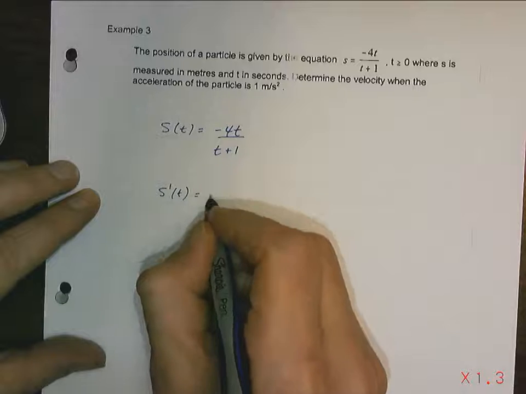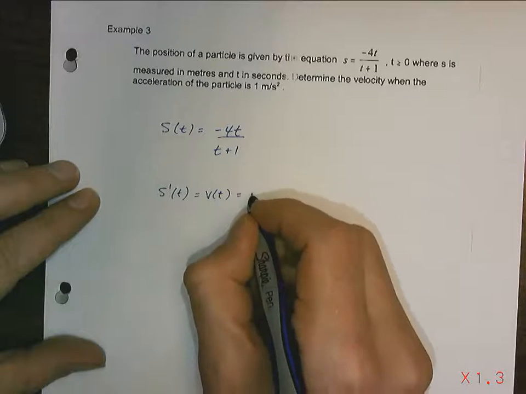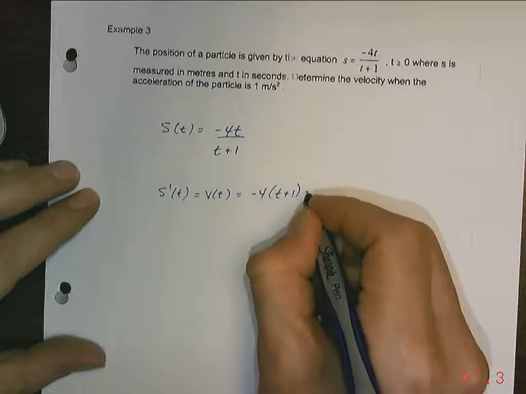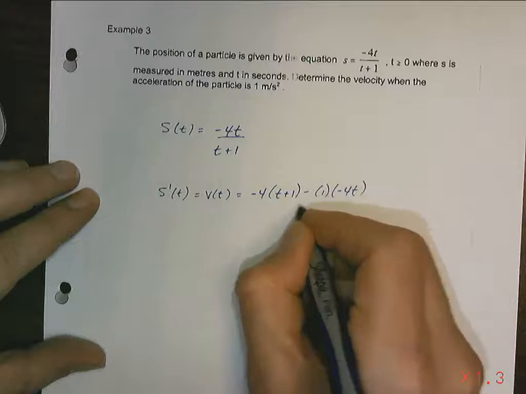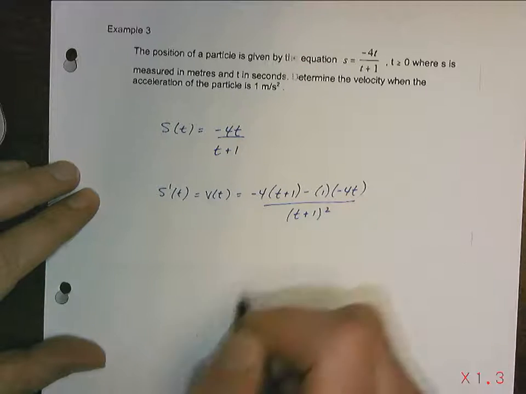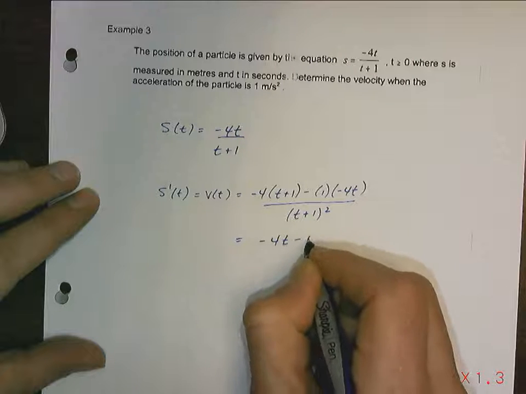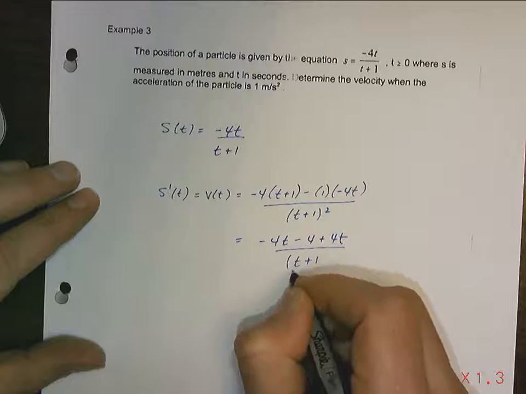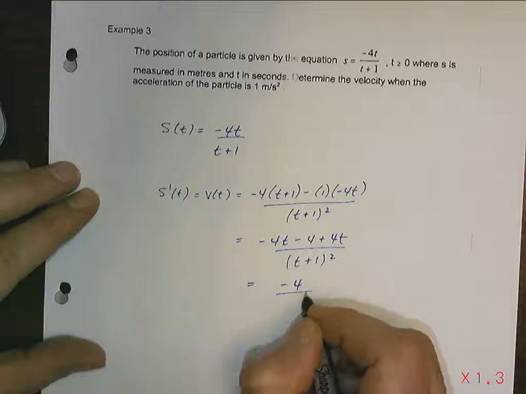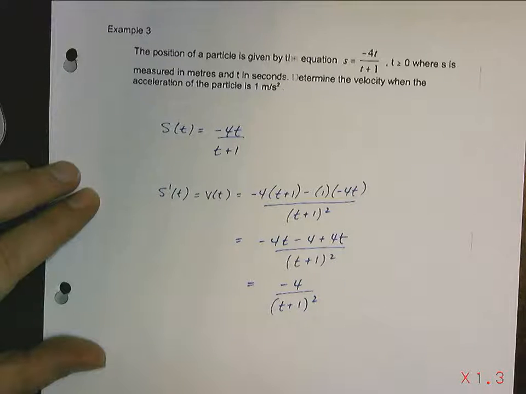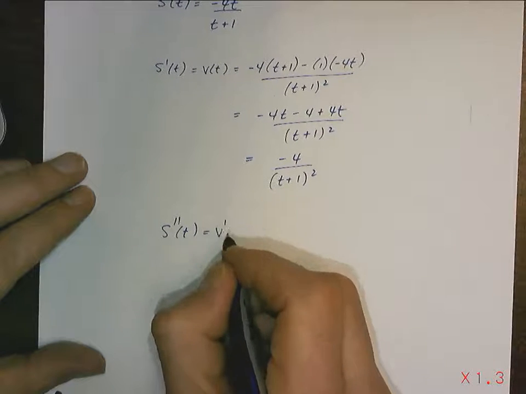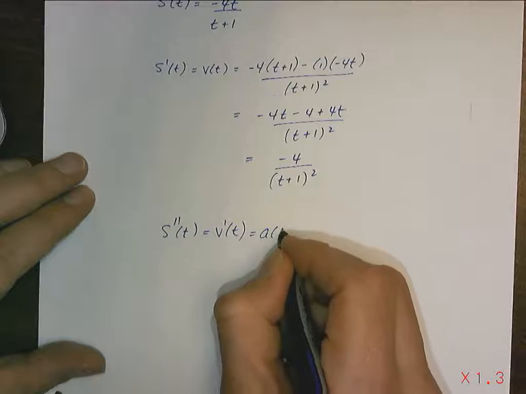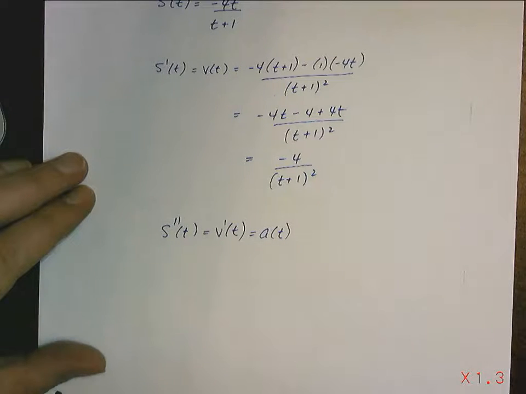Well, its velocity is its first derivative, so it's going to be the derivative of the top times the bottom, subtract the derivative of the bottom times the top, all over the bottom squared. We're going to simplify that. And that's going to be negative 4 over t plus 1 squared. That's the velocity. So now I'm going to want the second derivative. The second derivative of the displacement is actually equal to the first derivative of the velocity, which is actually equal to the acceleration.